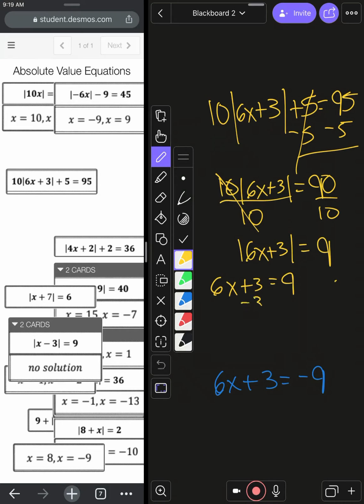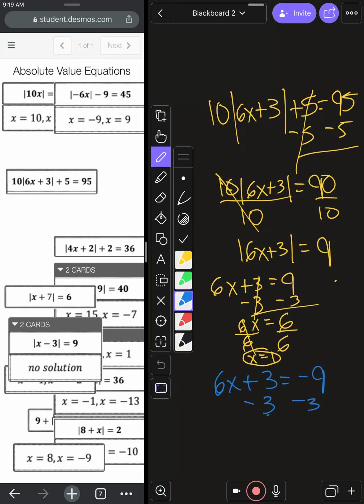Get the x all by itself. I'm going to subtract a 3. That's gone, leaving just 6x equals 6. To get rid of that 6 in front of the x, I do the opposite of multiplying by 6, which is dividing by 6. That's gone, leaving just x equals 6 divided by 6, which is 1. That's one answer. Move down to my blue equation to get my second answer.